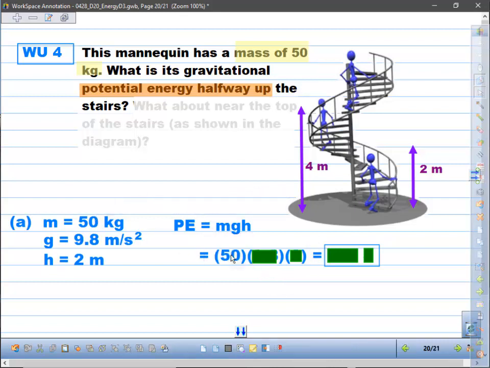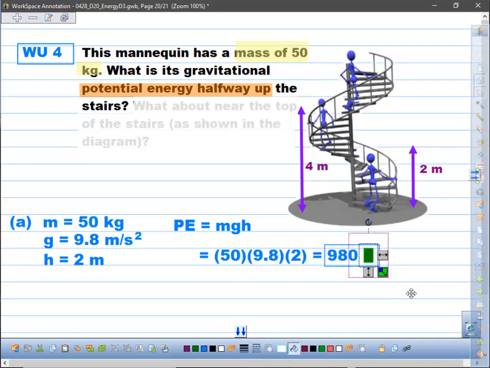M is 50 kilograms. What goes here? G is 9.8. What goes here? H is 2 meters. So 50 times 9.8 times 2, you put that in your calculator, multiply it all together, and you will get 980.